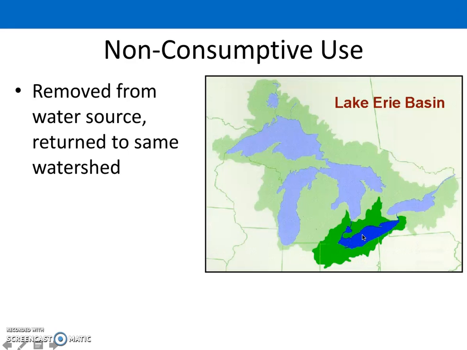So as long as water is returned to one of those sources, it will get back to Lake Erie. So that's non-consumptive use, because it's coming from Lake Erie and it eventually gets back to Lake Erie.